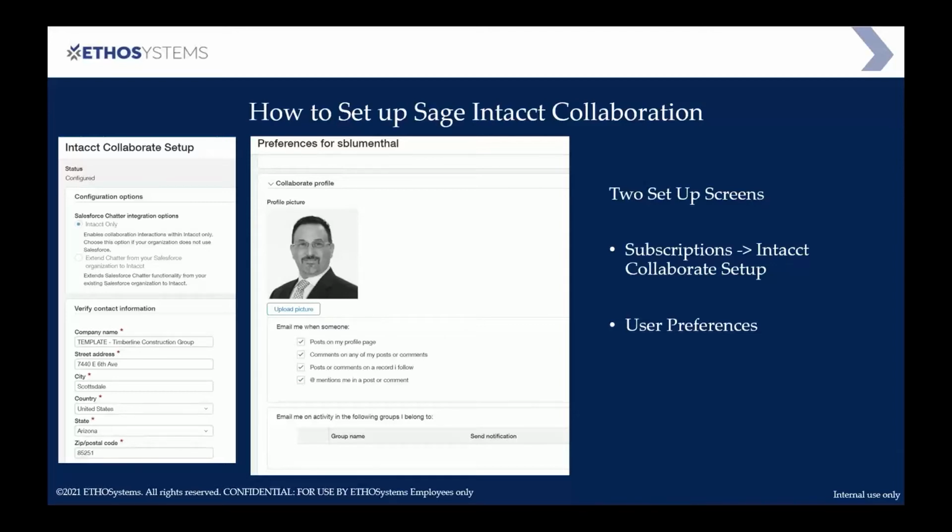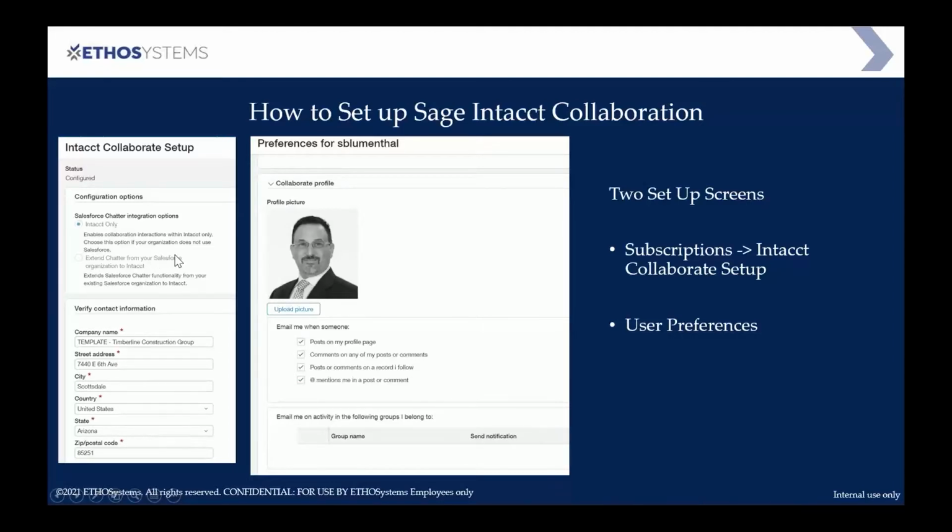So all you have to do is call your business partner or Sage and say, hey, please subscribe me to Collaborate. And it takes about 24 to 48 hours. And then at that point, you should be able to turn it on. Now you'll see something here once you go into the setup options. It says, are you going to use Intacct only, or are you going to extend the chatter from Salesforce?